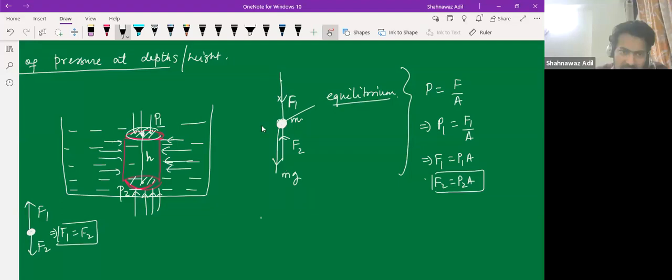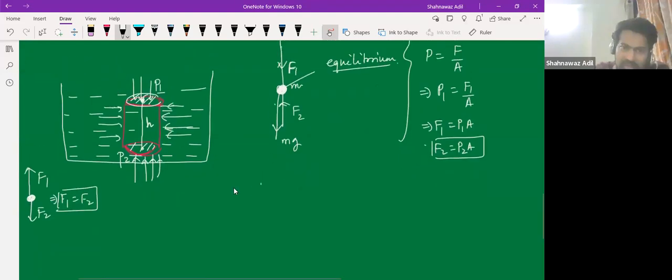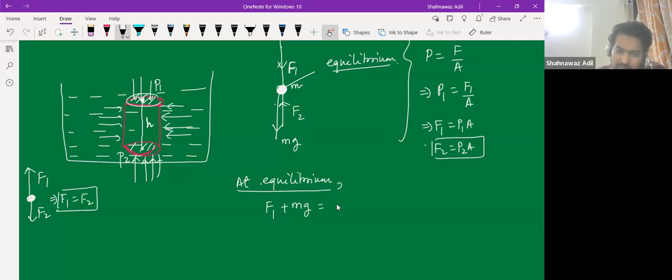So at equilibrium, what will happen? At equilibrium, how many downward forces are there? F1 and mg. This is equal to F2. This is the equilibrium condition: all the downward forces are equal to the upward forces. Is this clear, everyone?